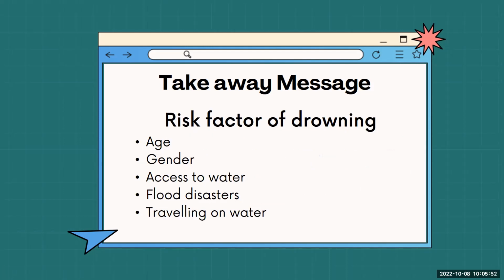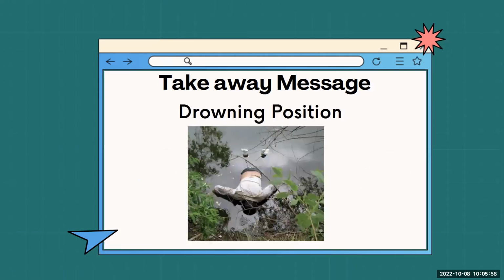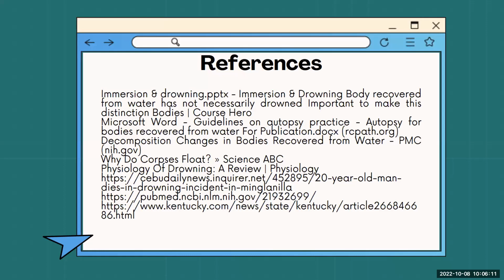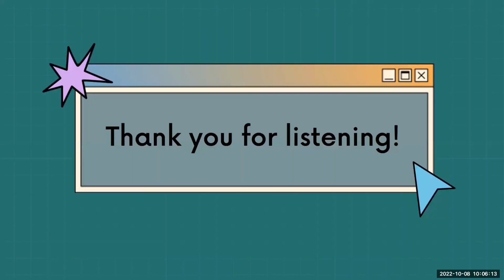Risk factors of drowning: age, gender, access to water, flood disasters, traveling on water. Drowning position, washerwoman hands or washerwoman's changes. This is all for our report. Thank you for listening.